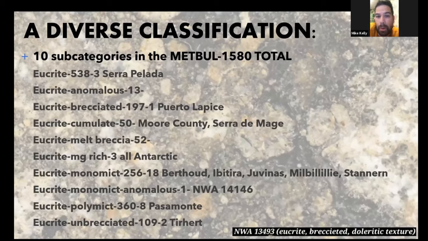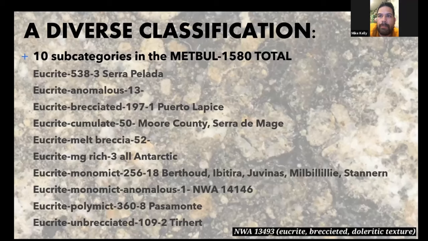It really got the material out there for study. It got broken up into a whole bunch of little pieces from an initial, I think, 90 kilograms. Millbillillie, again, a famous Australian, readily available eucrite, and Stannern, which is the namesake of the Stannern trend, which we'll cover in a little bit. Then you've got eucrite monomict anomalous. There's only one of those.